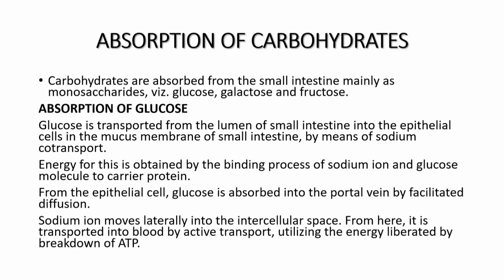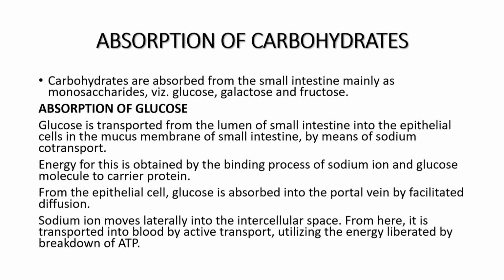Carbohydrates are absorbed from the small intestine mainly as monosaccharides, viz. glucose, galactose, and fructose. Absorption of glucose. Glucose is transported from the lumen of small intestine into the epithelial cells in the mucous membrane of small intestine, by means of sodium cotransport. Energy for this is obtained by the binding process of sodium ion and glucose molecule to carrier protein.